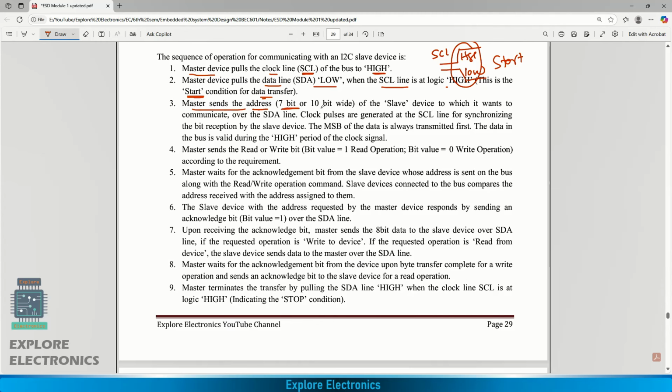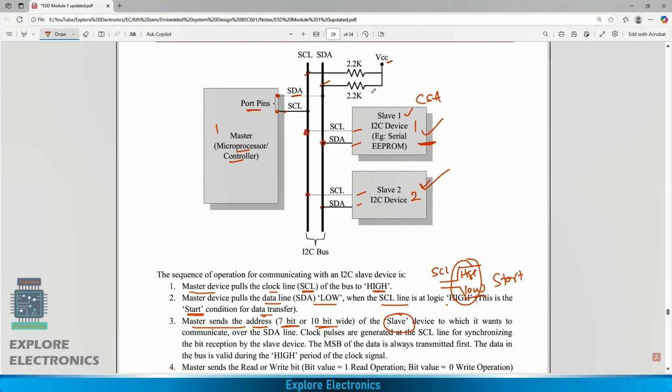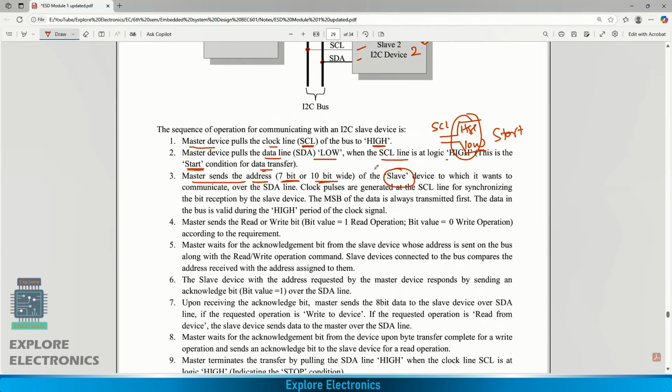Then master sends the address. I said there are address bits, 7-bit or 10-bit, of the slave device. So through this data line, the address will flow, and whichever address is detected by the slave, that slave will be connected, and communication will happen from the master depending on the slave device address. Clock pulses are generated from the SCL line for synchronizing the bit reception by the slave as well, and MSB of the data is always transmitted first.